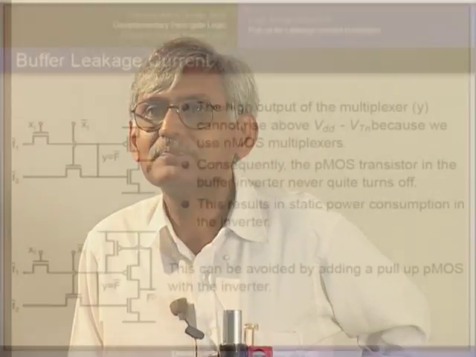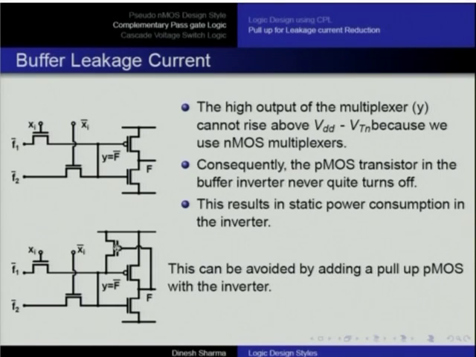Have you solved the problem? We have not solved the problem. We have solved one problem and we have created another problem. What is that other problem? Suppose this guy is already at 1. Suppose this input is already at 1. Then this output is 0. That means this transistor is on. Now how do I take it to 0? If I want to take it to 0, that means this guy should be 0.